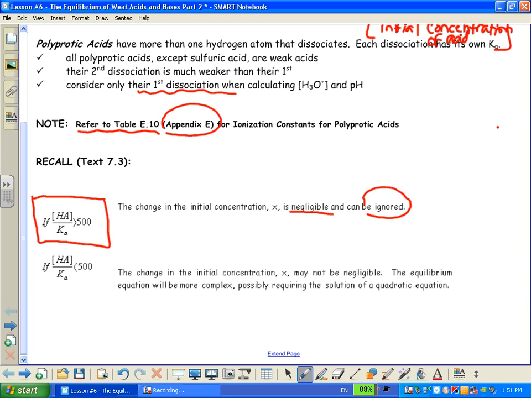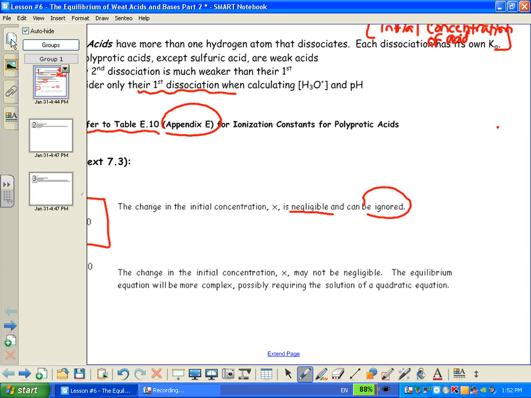However, if you put those values in and you get less than 500, the change in the initial concentration is not negligible, and the equilibrium equation will be more complex and require you to use a quadratic equation. But like I said, in this unit, most of the time it is going to be greater than 500. You do need to show in your work that you are checking to see it's greater than 500 in order to get full marks.